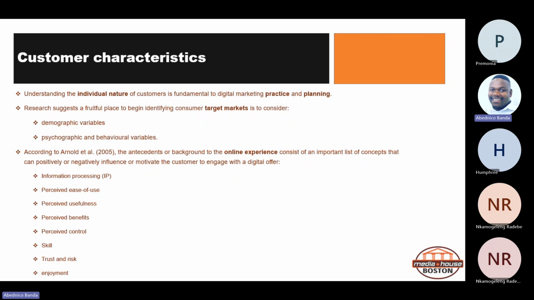And according to Arnold and others, there are antecedents or background to the online experience. In your assignment, I think in F2, you are going to be asked to discuss the 8 antecedents of digital experience. These can positively or negatively influence or motivate customers to engage with a digital offer. So the first one, of course, is information processing. If you are to fly to Durban right now, the first thing you need to do is process information about flights that are heading to Durban, okay?